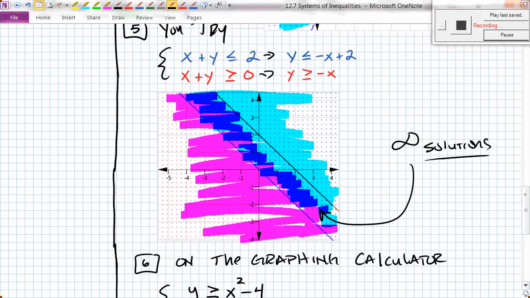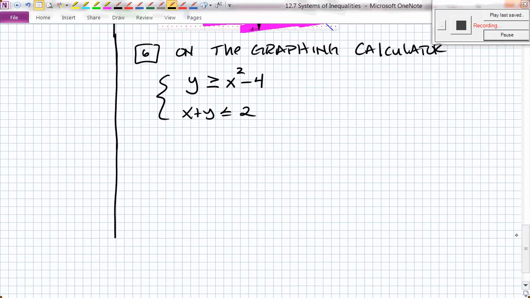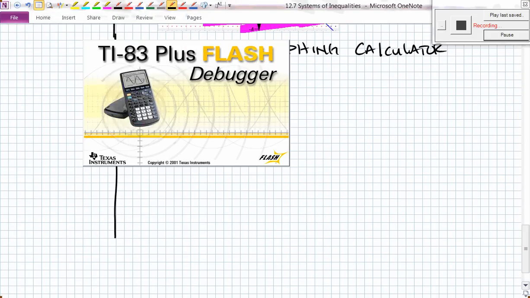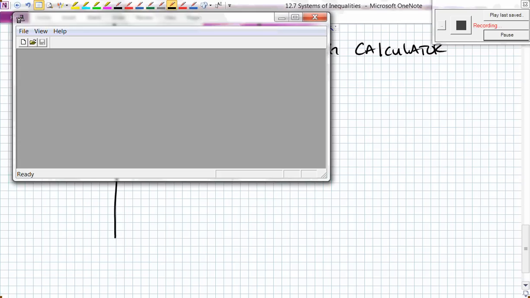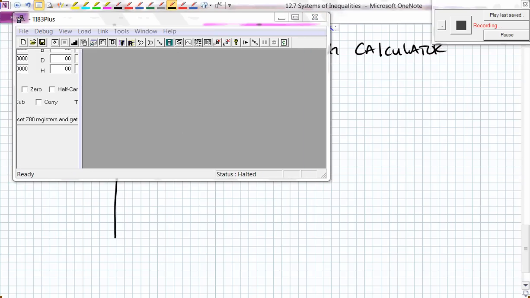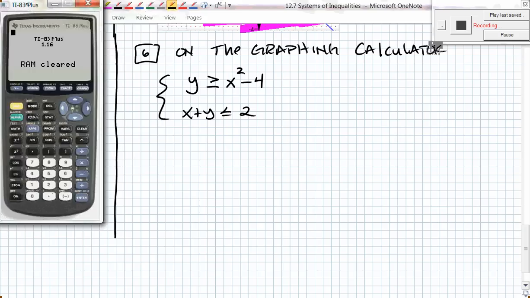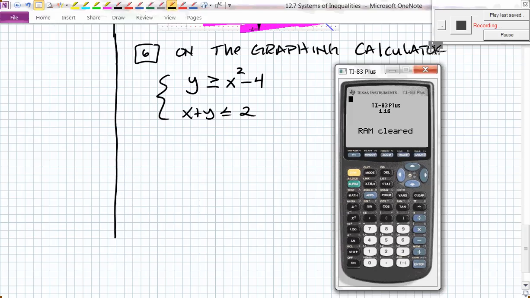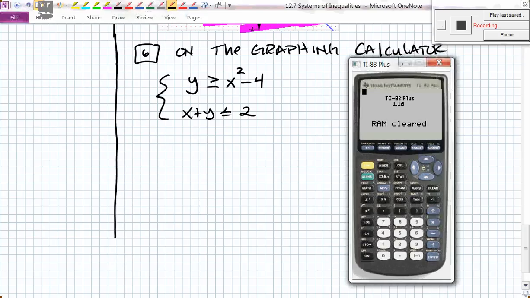Okay, the last activity we're going to do today is fun with the graphing calculator. So take your graphing calculators out, turn them on, and go to y equals and make sure nothing is in the mode up there.